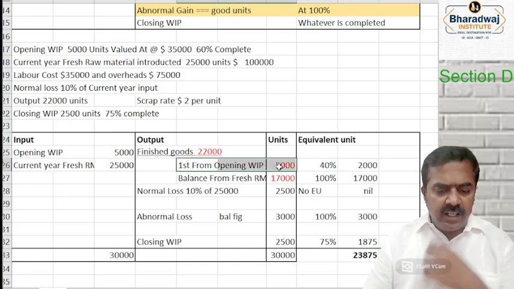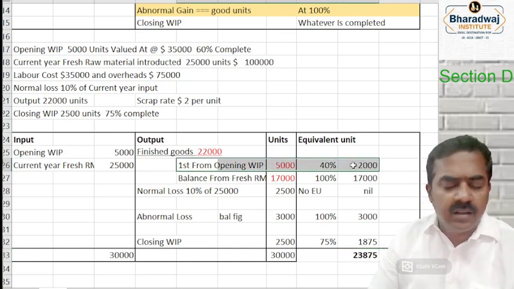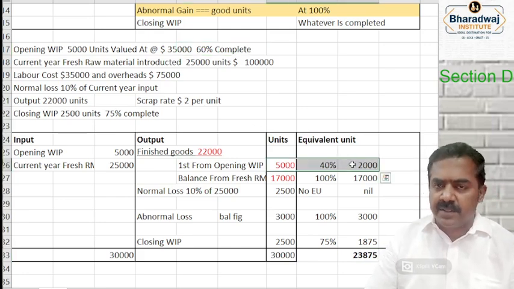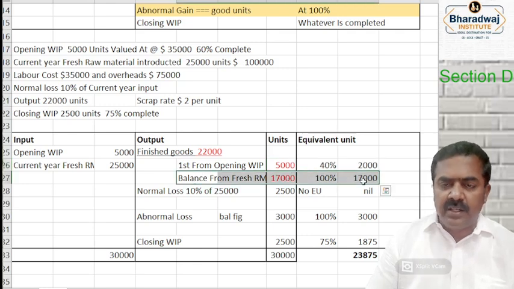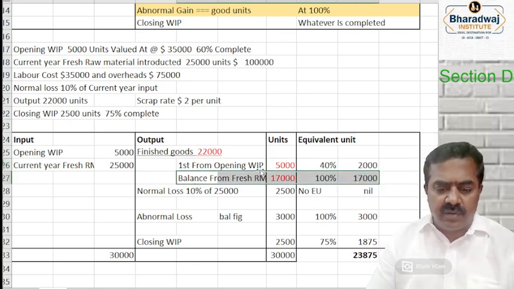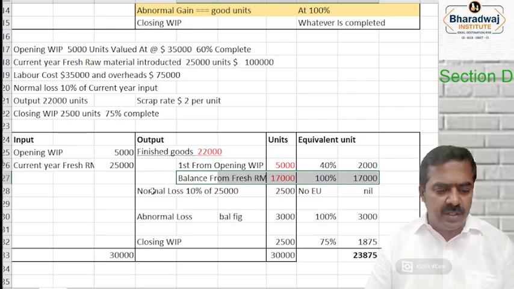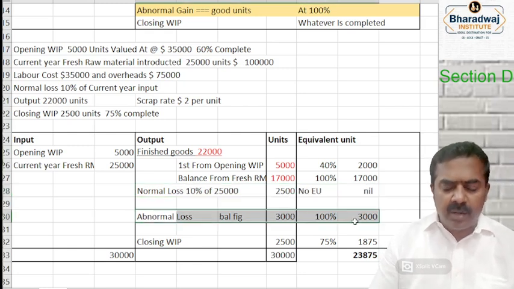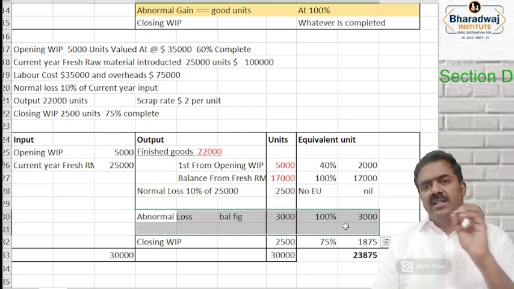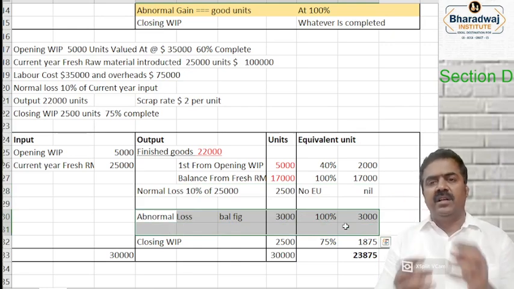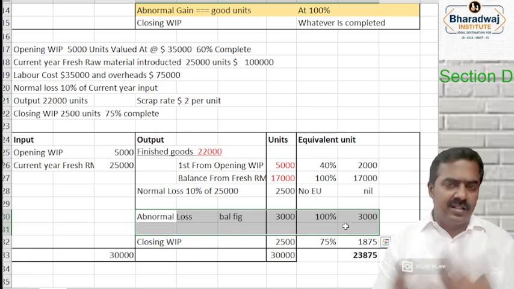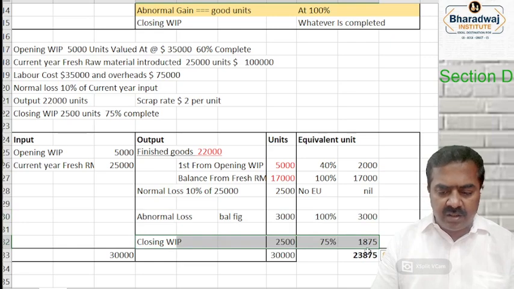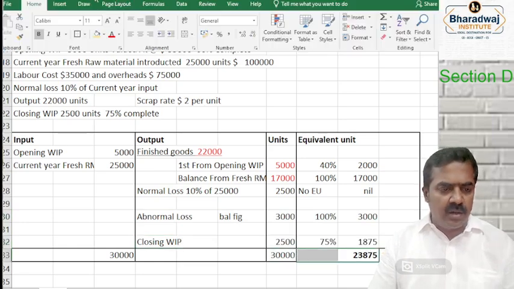I repeat, opening WIP 5,000 units. Already 60% is complete. Current year how much you completed? 40%. Balance fresh raw material 17,000. We did all the work, 100% completion. Normal loss, no cost assignment, no equivalent unit. Abnormal loss is a defective one. If nothing is given, we assume that it is completely manufactured. Then we find it is not working or it is having some defects. 100% done. Closing WIP, 75%. This is the equivalent unit.